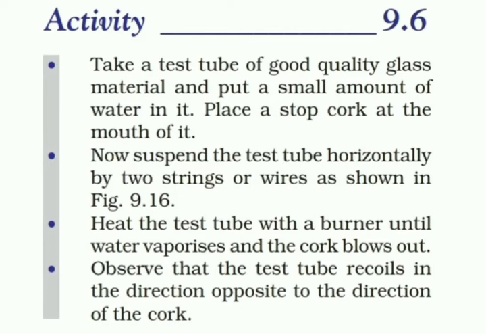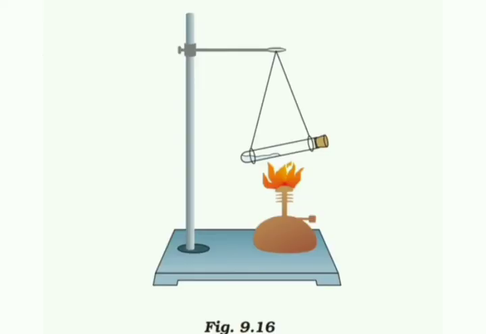Initially, both the test tube and the cork are at rest. Their momentum is zero. As the cork blows out, it has a large forward momentum. To conserve momentum, the test tube receives an equal momentum in the backward direction and hence moves backward. Also, as the mass of the cork is smaller than that of the test tube, it moves with larger velocity than the test tube. Thus, action and reaction are equal and opposite.